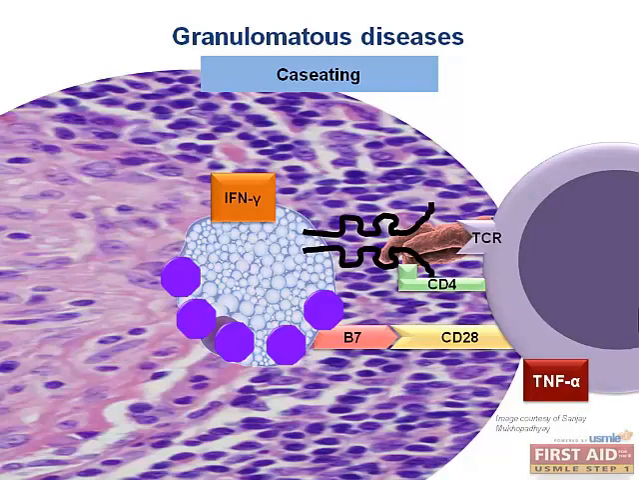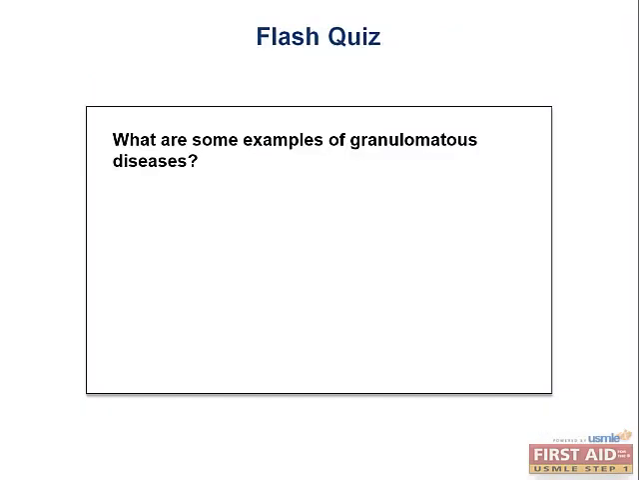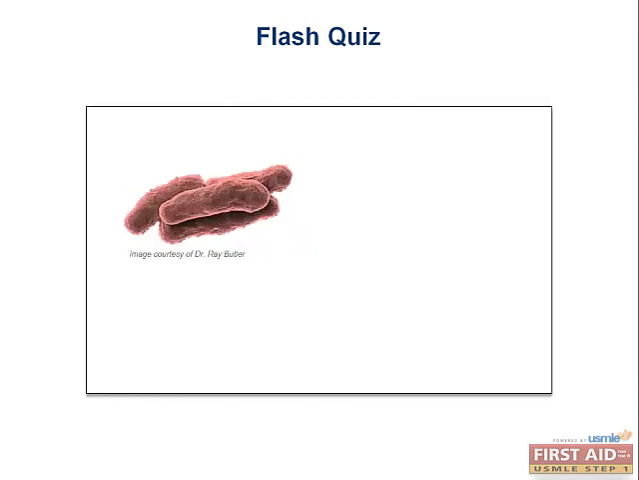Good. So let's test some of your knowledge with a flash quiz. Whoa. What are some examples of granulomatous diseases? What do you think? Let's start off with caseating. Well, we just discussed them. So tuberculosis and some other types of fungi, like histoplasmosis, coccidiomycosis, and some others as well, maybe blastomycosis.